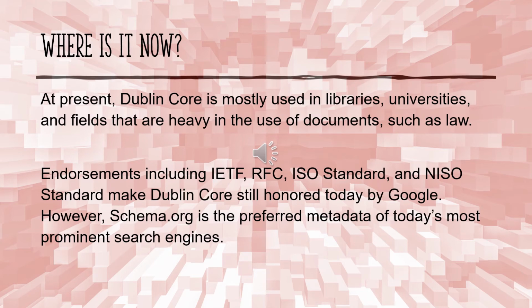At present, Dublin Core is mostly used in libraries, universities, and fields that are heavy in the use of documents such as law. Endorsements including IETF RFC, ISO standard, and NISO standard make Dublin Core still honored today by Google. However, schema.org is the preferred metadata of today's most prominent search engines.